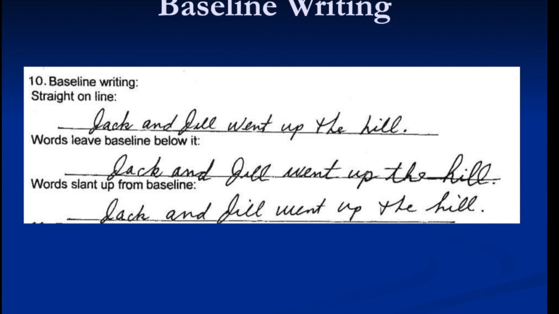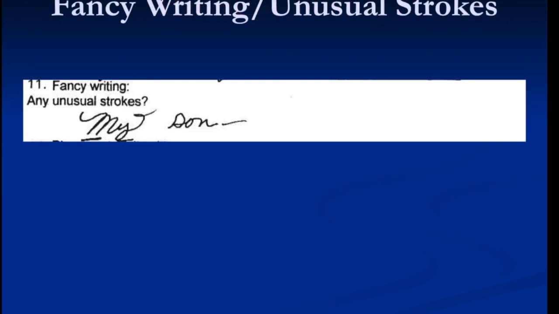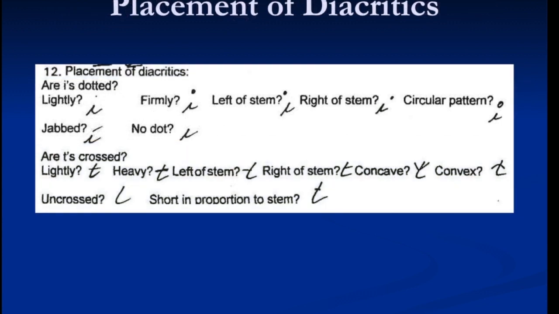Baseline. Are you writing on a line? If you imagine there's a line there, do you go above it? Do you go below it? So there's a consistency usually in that in people's writings. Obviously, fancy writing strokes. If there's an unusual letter, that is very helpful. And then finally, placement of diacritics. That's how you dot your I's and how you cross your T's. We have more unique styles to that than you think. Unfortunately, not everyone's going to be putting a heart above their I's, but that might help. So let's talk about our lab.